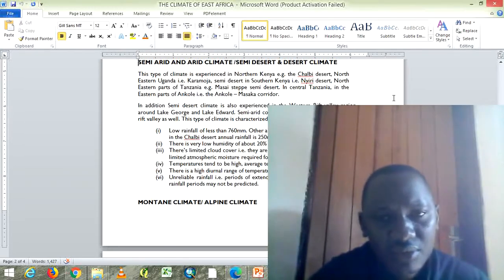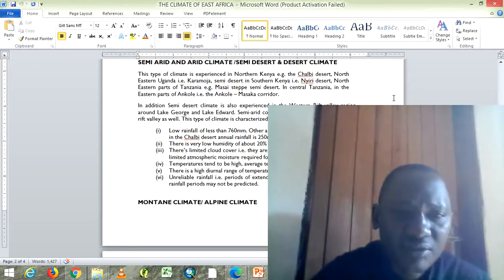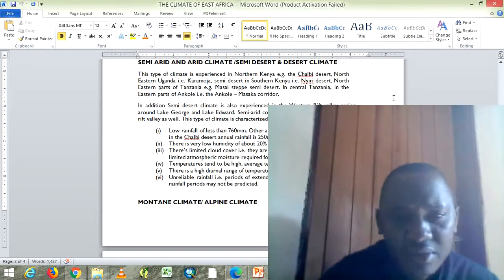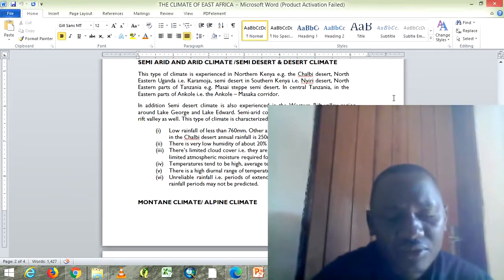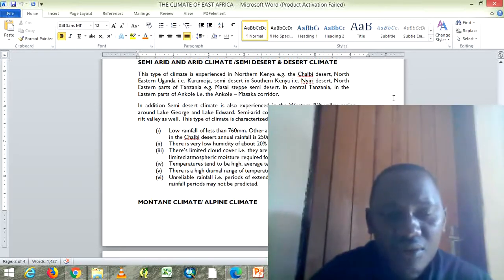of the Rwenzori Mountains. The characteristics of this climatic region is that we have low rainfall of less than 750 millimeters per annum, whereas some areas even experience as low as 250 millimeters. Because if you only say 600 and 760, that would still remain high rainfall if it's well distributed. The humidity is very low, 20% and less.